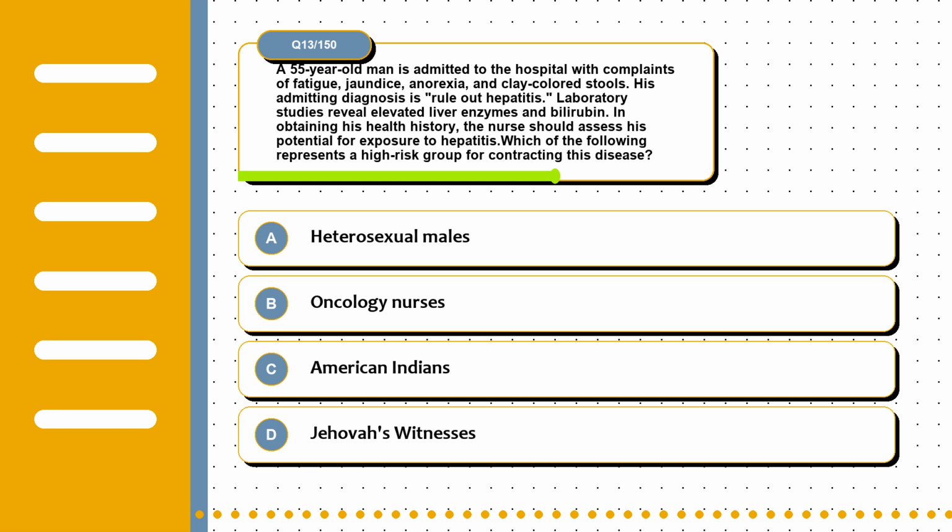Here are the options. Option A. Heterosexual males. Option B. Oncology nurses. Option C. American Indians. Option D. Jehovah's Witnesses.